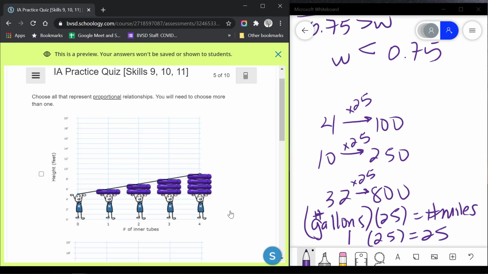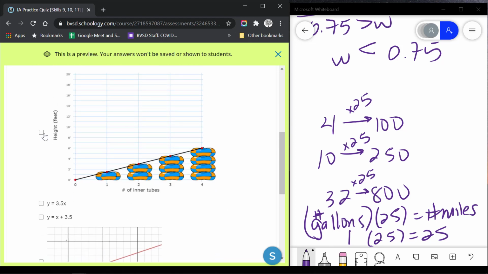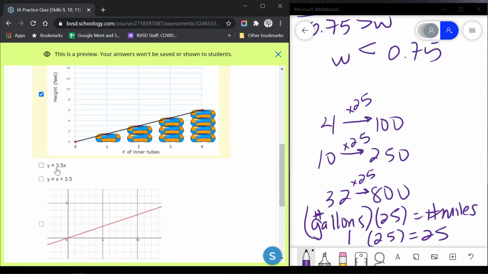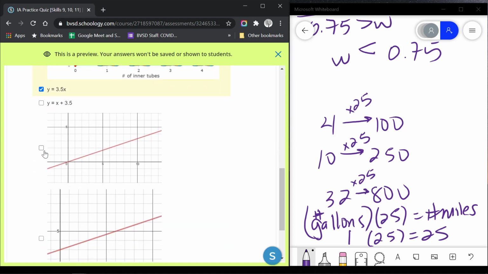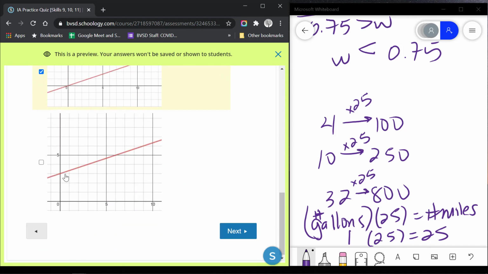This one has you choosing the proportional relationships. So this one doesn't go through 0, 0, this graph. So I know that this one does, so that's proportional. This one doesn't go through 0, 0, so it's not. This one looks like y equals kx, so that's proportional. That one has a plus on it, so that doesn't work. That goes through 0, 0 and is linear, so that's good. This one doesn't have a y-intercept of 0. It doesn't go through 0, 0.